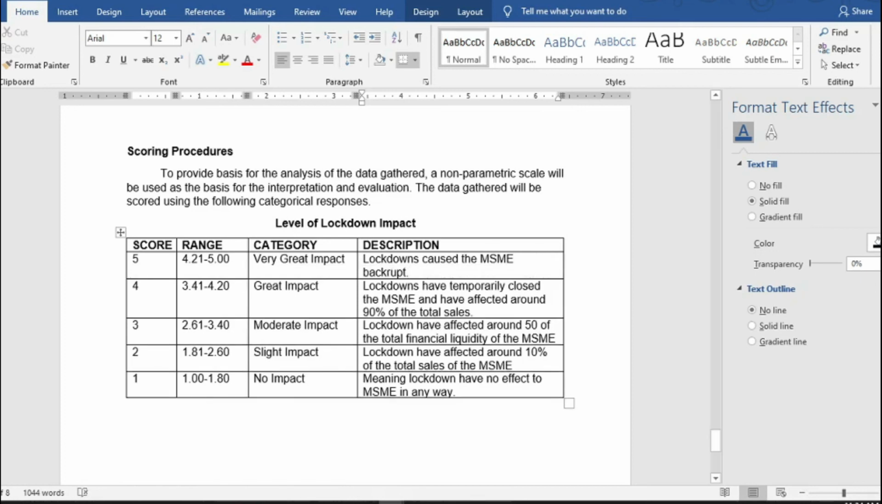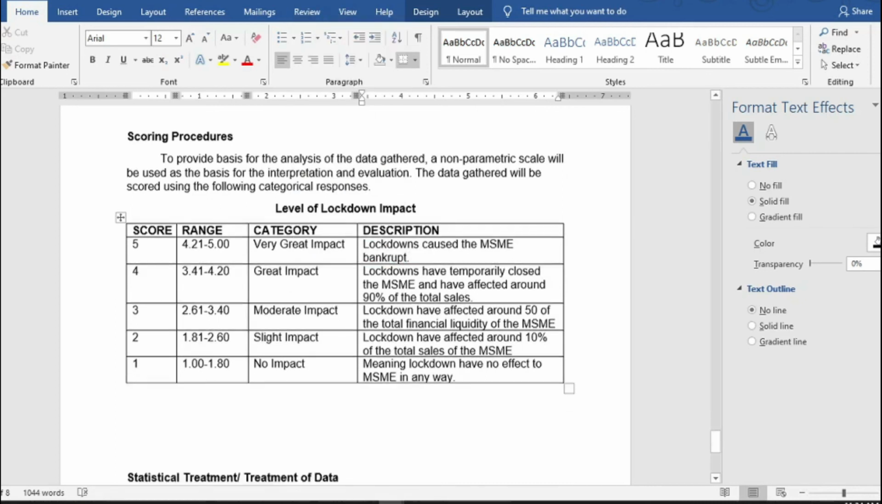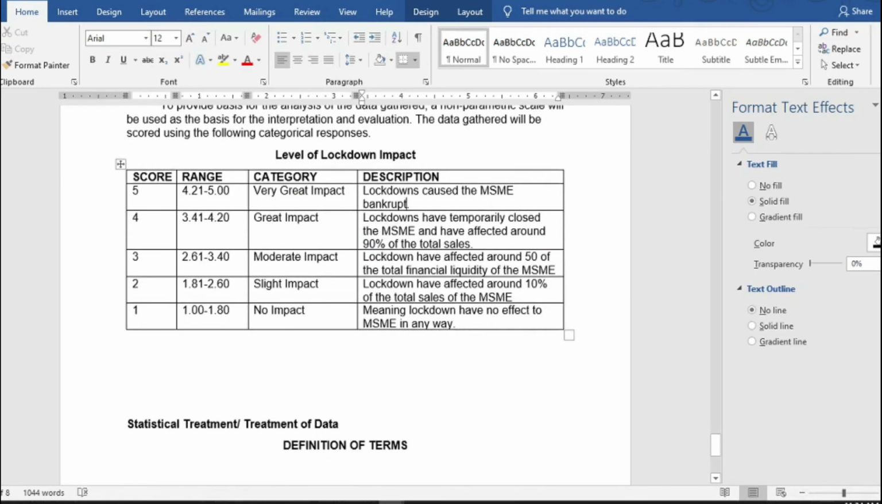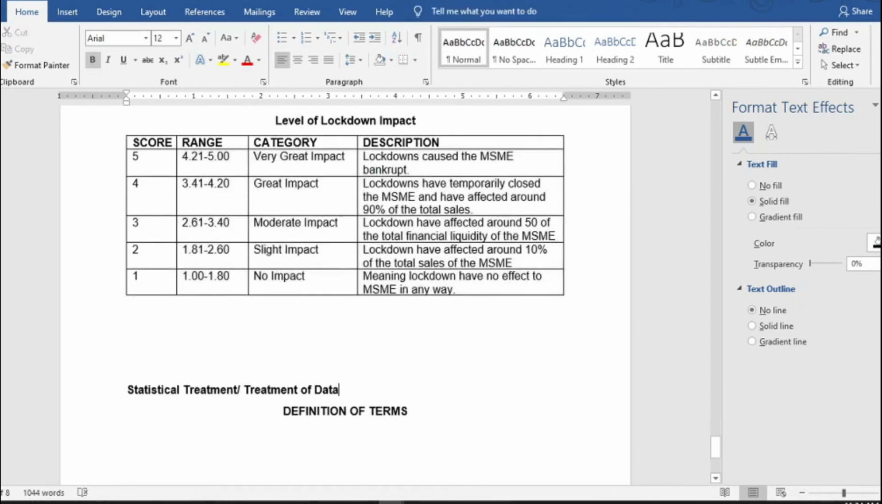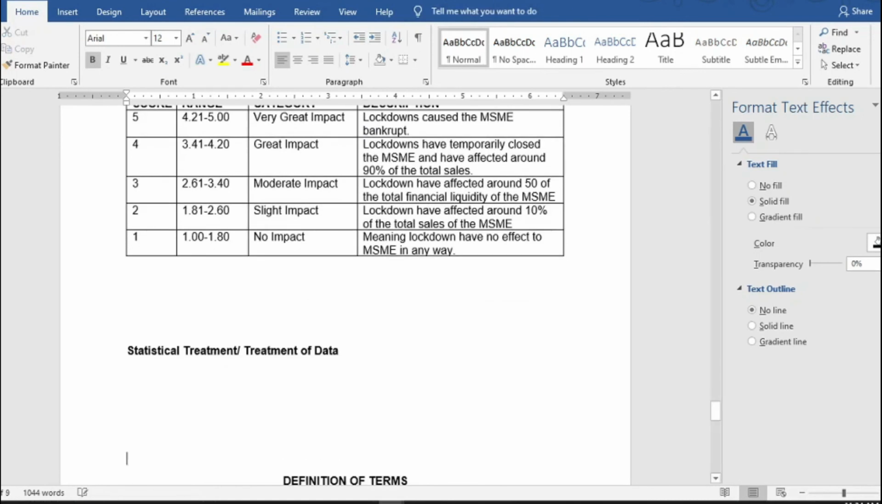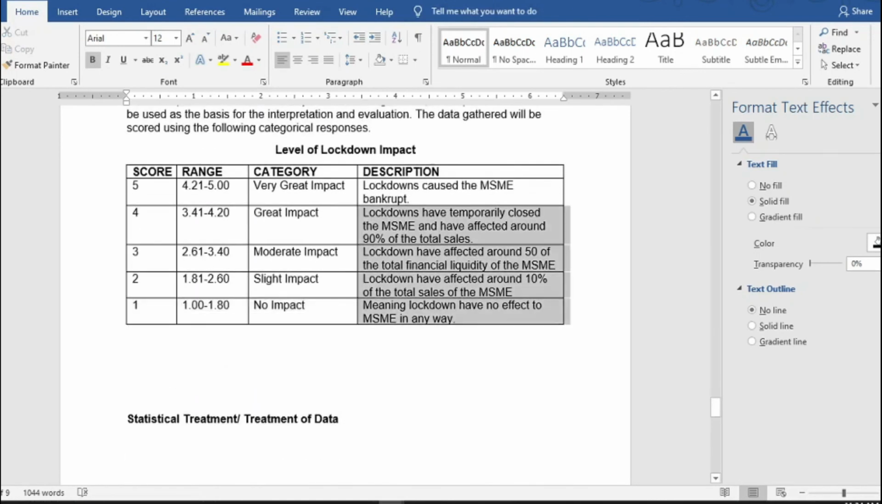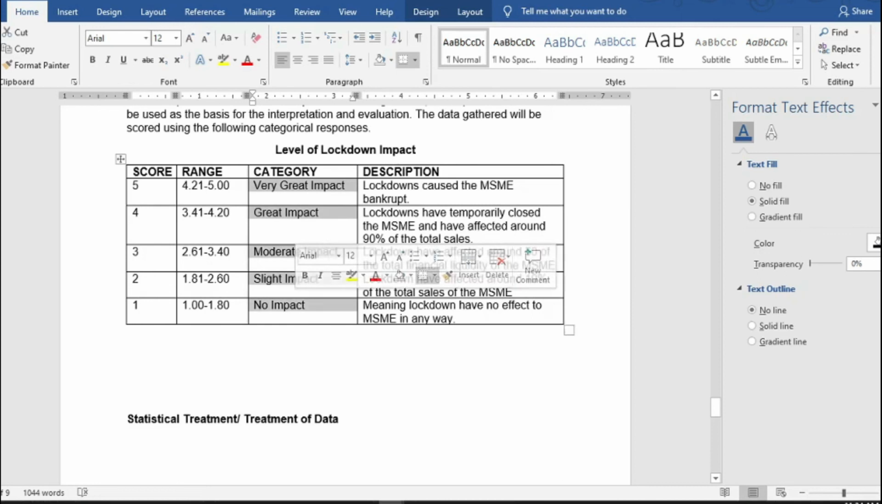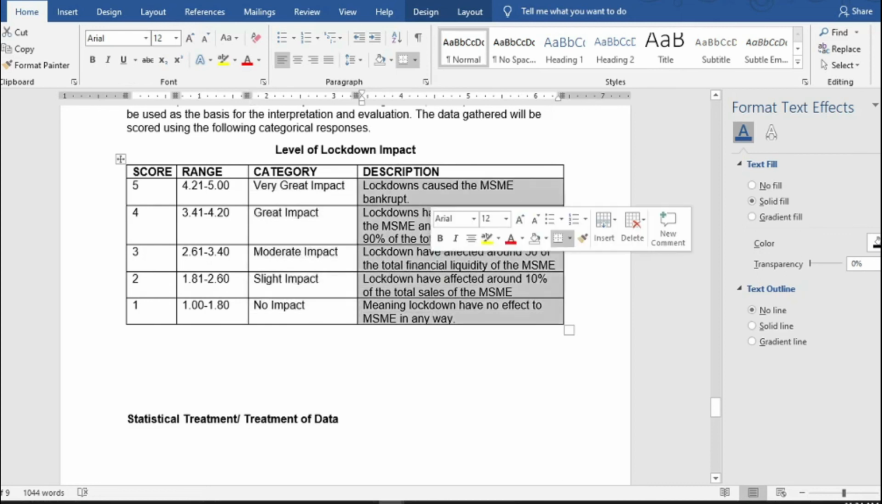That is a simple example. So that is the Likert scale scoring procedure. Next is the statistical treatment. You need to explain what is meant by no impact, slight impact, moderate impact, great impact, and very great impact, so we explain what each one means. That is the reason why this is included.